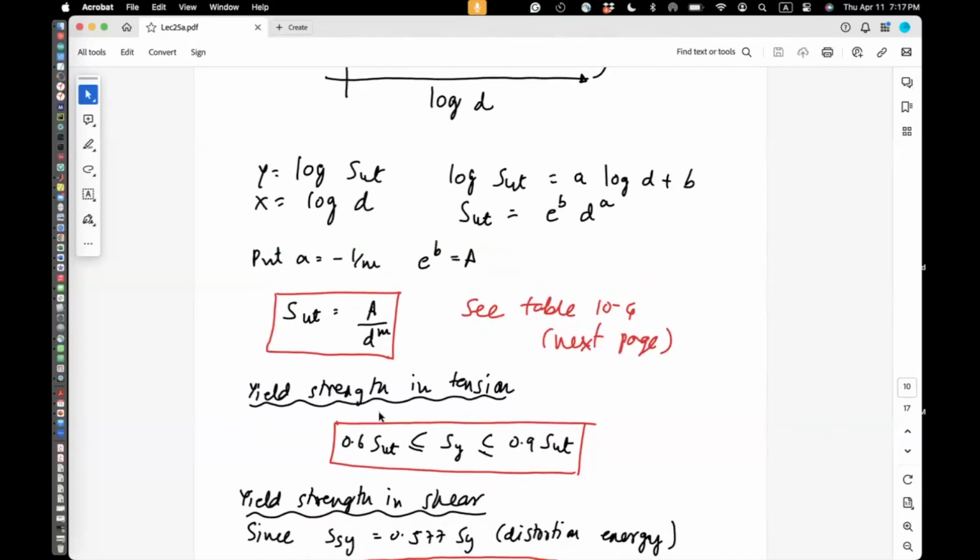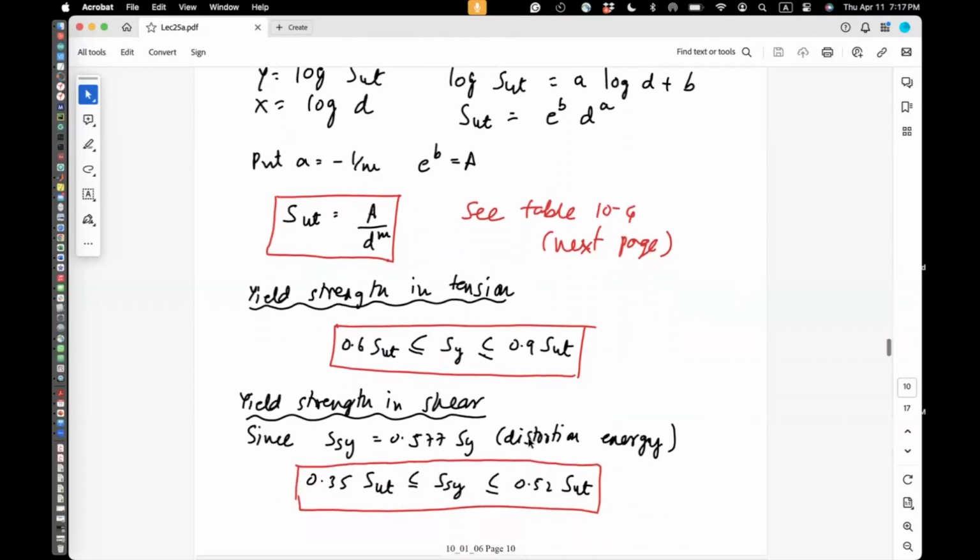Many times we're interested in yield strength. Here the yield strength is given as a fraction of the ultimate strength. So the yield strength is between 0.6 and 0.9. We know from distortion energy theory that shear yield strength is 0.57 Sy. And so using that formula in here, we can compute a range for the shear yield strength.